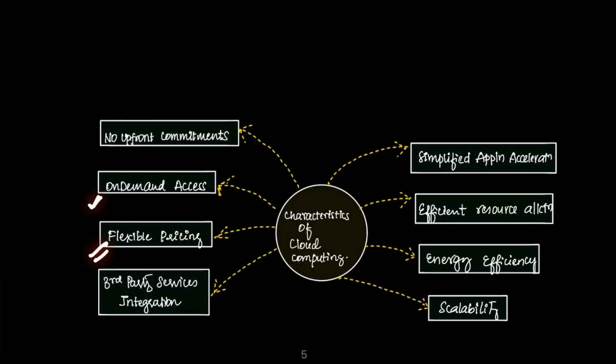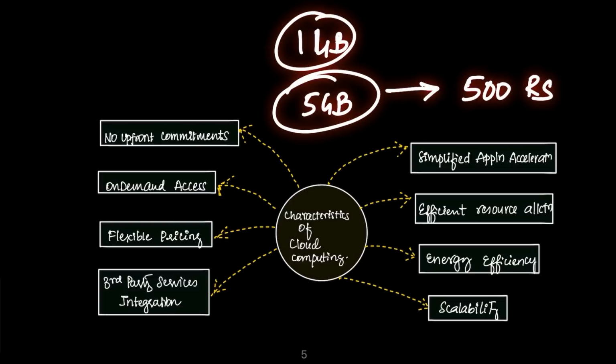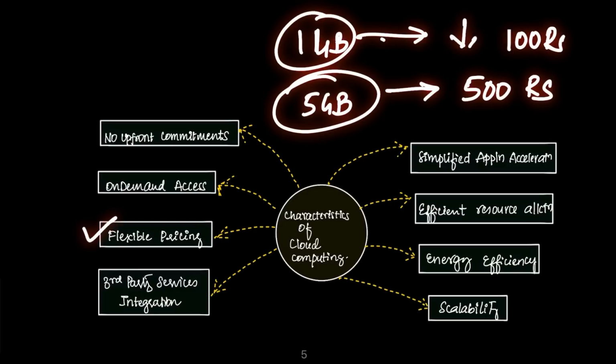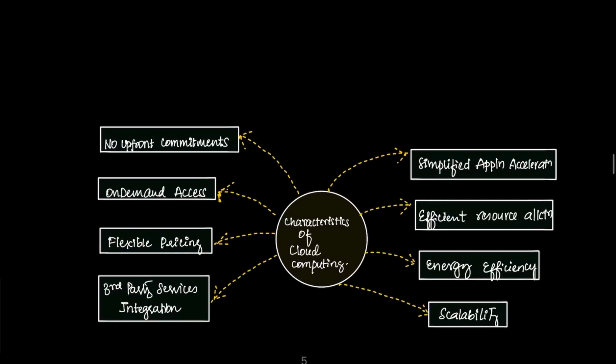Then we have flexible pricing. That is, depending on how much you use, you have to pay accordingly. Suppose this month you have made use of 5 GB of storage, you have to pay relatively 500 rupees, let's say. And next month, if you are using 1 GB, then the cost would be comparatively less. It could be 100 rupees and so on. It is flexible pricing depending on the features you are using and your subscription.